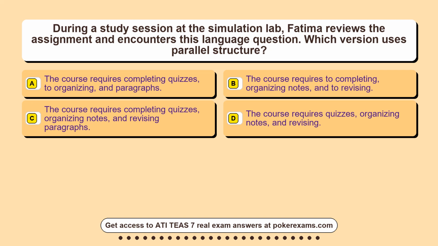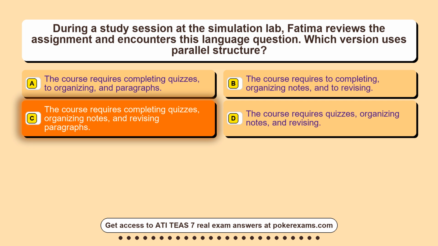Question 9. During a study session at the simulation lab, Fatima reviews the assignment and encounters this language question. Which version uses parallel structure? Option A. The course requires completing quizzes, to organizing, and paragraphs. Option B. The course requires to completing, organizing notes, and to revising. Option C. The course requires completing quizzes, organizing notes, and revising paragraphs. Option D. The course requires quizzes, organizing notes, and revising.